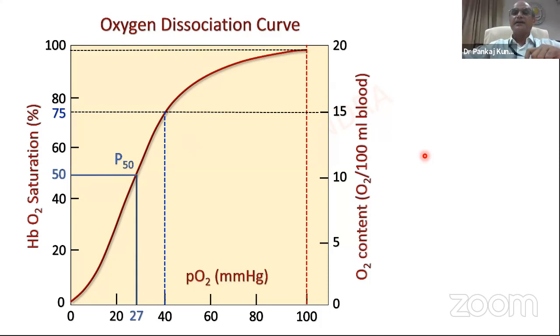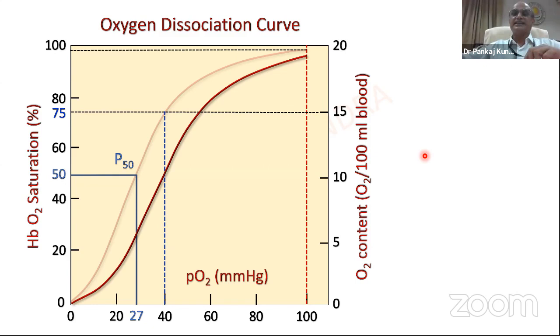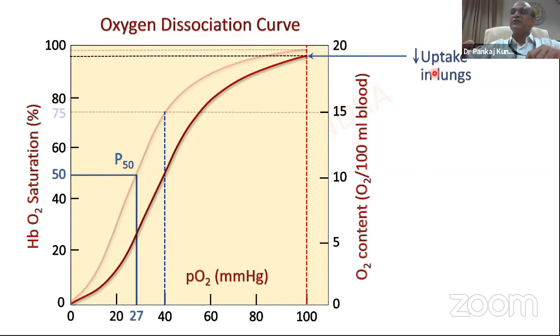Now, if you look at the oxygen dissociation curve which has shifted to the right side, what happens to the alveolar uptake? Here, the alveolar uptake is decreased. So the oxygen content, which was about 20, has fallen to about 17. The saturation, which was about 97, may have come to about 95. What happens to P50? It has shifted to the right.